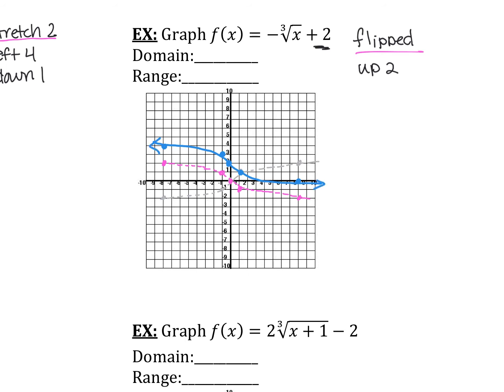What about domain? All reals. What about range? All reals. It's a cube root graph. So the final graph is the blue graph. It has been flipped and it has been shifted up 2. All right, let's look at the next one.